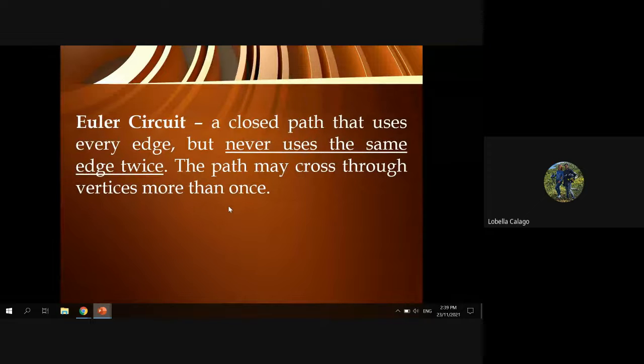Okay. An Euler circuit is a closed path that uses every edge. Every edge, what does that mean? The line. Every line, but never uses the same edge twice. So every line, it will pass through, but it will not use the same line twice. It uses each line only once. That is the Euler circuit.